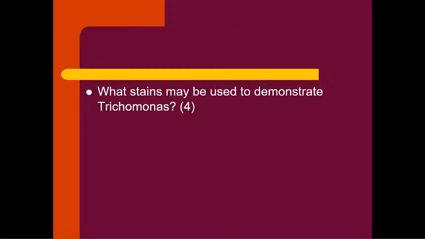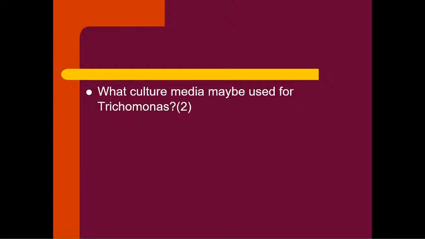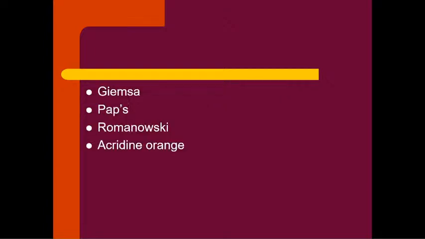Now, stains that we may use to demonstrate Trichomonas. We have Giemsa, Pap, Romanowsky, and acridine orange stains. Actually, it's usually the Pap smear that can detect it. Why? Because Trichomonas usually gets recovered accidentally in Pap smears. Ang tinitingnan sa Pap smears is actually malignancy, pero na-accidentally na nakuha ni doktor, may Trichomonas ka pala. So ganun yung culture sa atin sa Pilipinas.